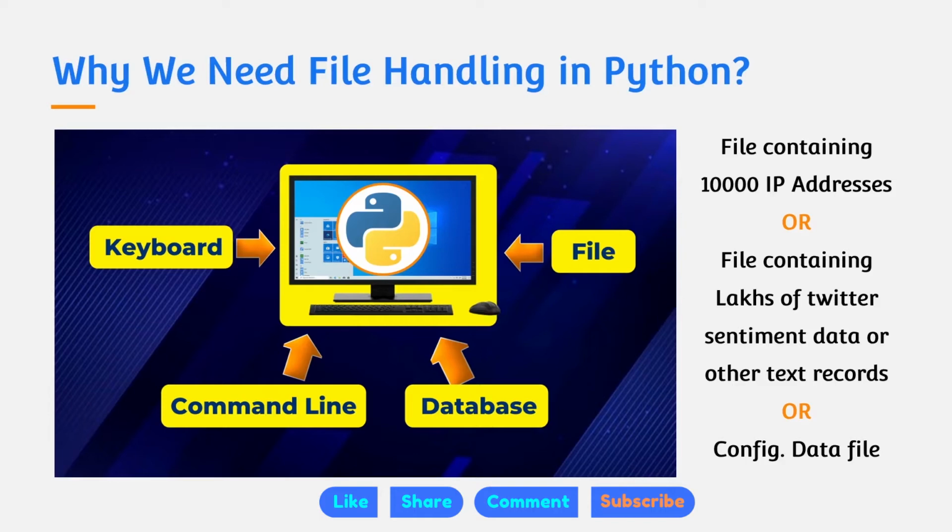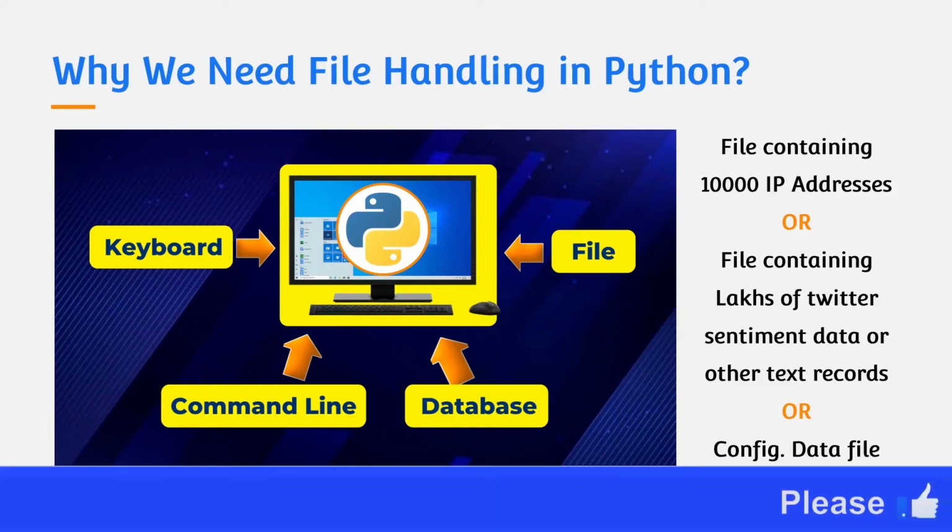And if we have a large amount of relational data, then a database like SQL or Oracle is the best option. But say, for example, we have a program that may require reading more than 10,000 IP addresses, or a program that reads millions of text records, or we have a configuration data file, and we want to read this data as and when required, then a file is the best option for storing such data. And that is why we need a file handling mechanism in Python.